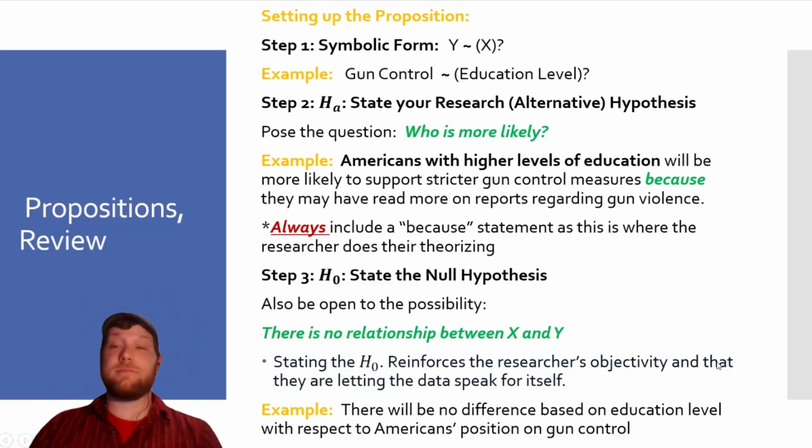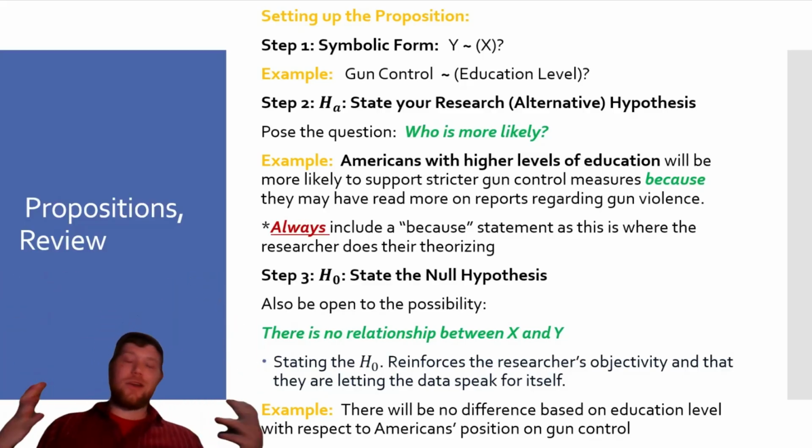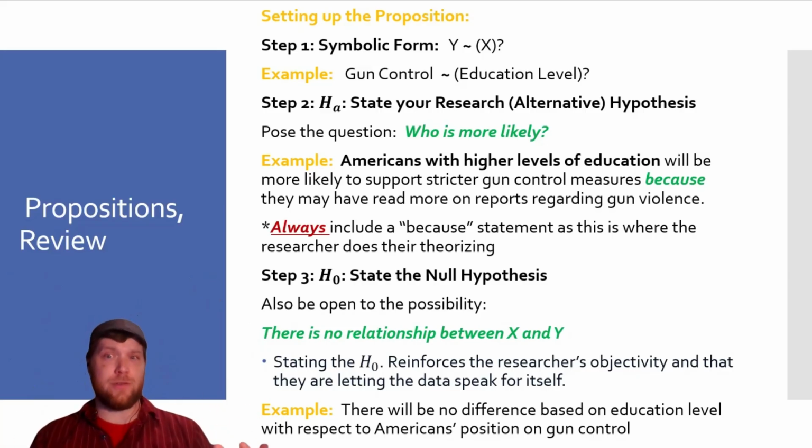Now, Americans with maybe higher levels of education will be more likely to support stricter gun control measures because they have read more on reports regarding gun violence. Am I thinking that this is correct or not? Maybe. I'm hoping it is. I'm trying to shape this because I'm trying to theorize. I'm trying to go back to what I might have read, establishing some sort of literature review.